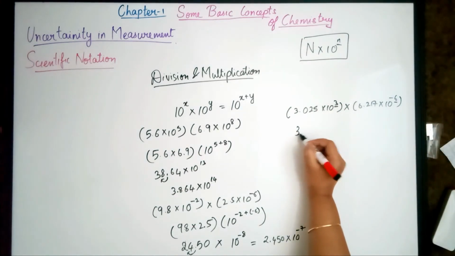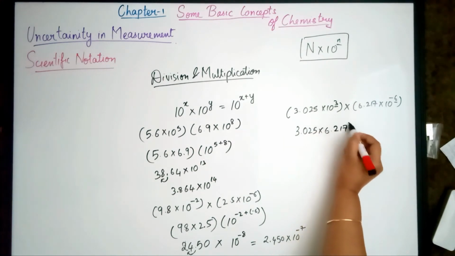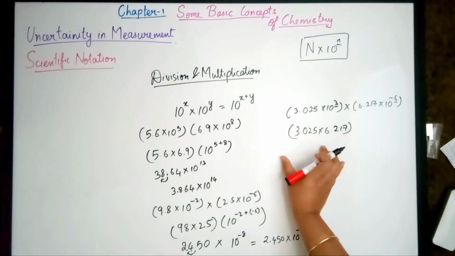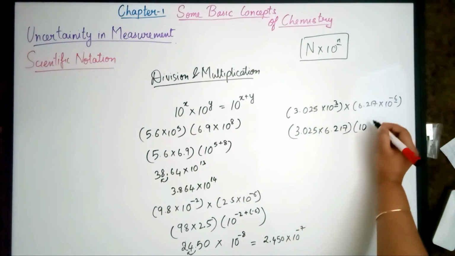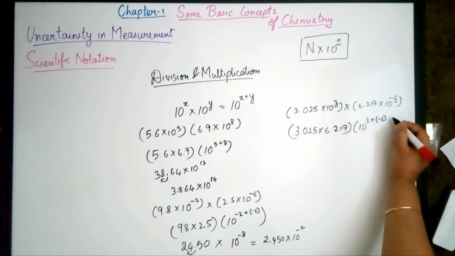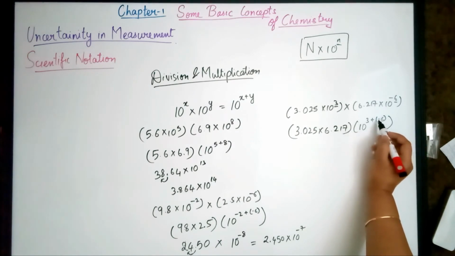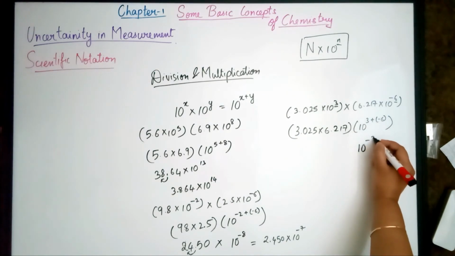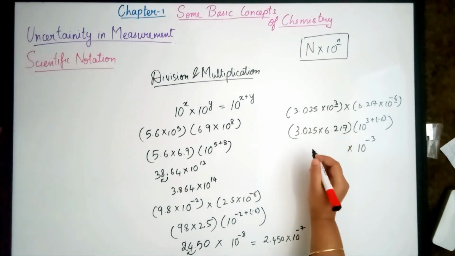So 3.025 into 6.217 is being taken out as numbers, I'm sorry, not common. This is at the side and this is multiplied in 10 to the power 3 plus minus 6. So again, minus into plus is minus. So minus 6 plus 3, which means that this will give us the value of 10 to the power minus 3. And when you calculate this, you will get the value of 18.81.